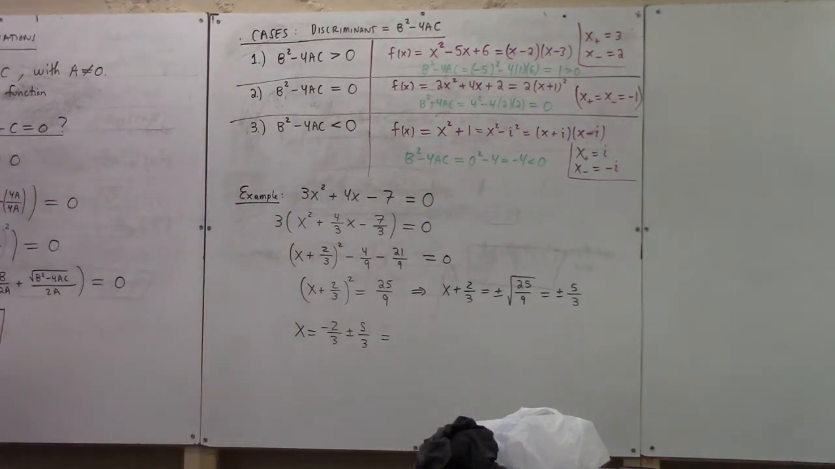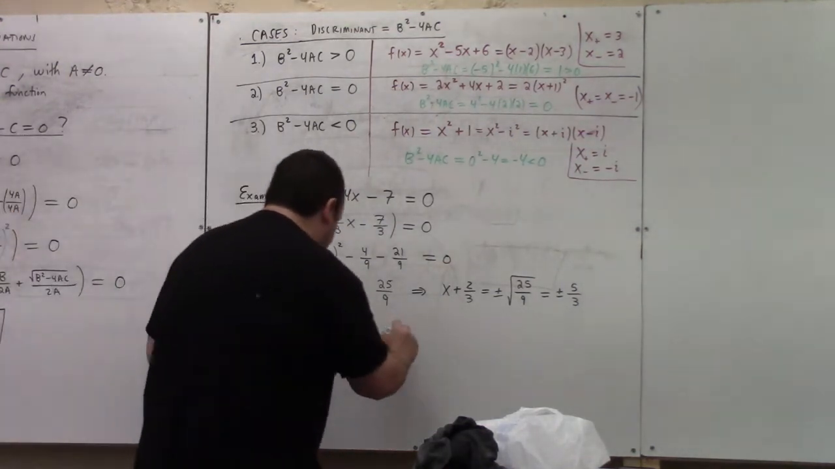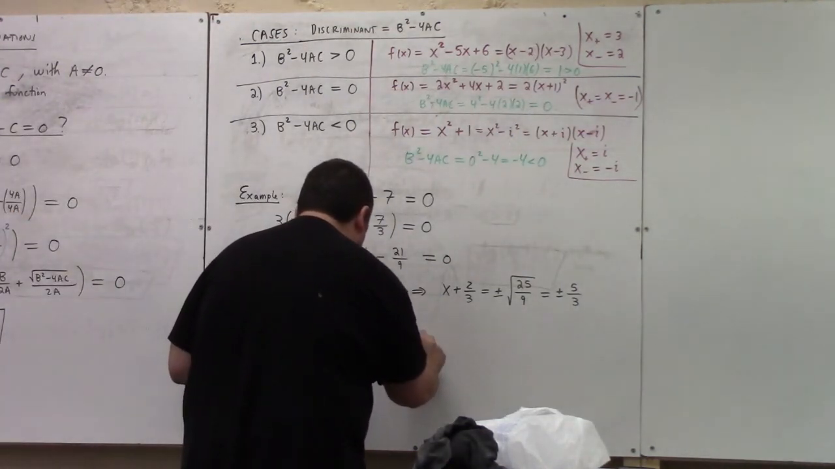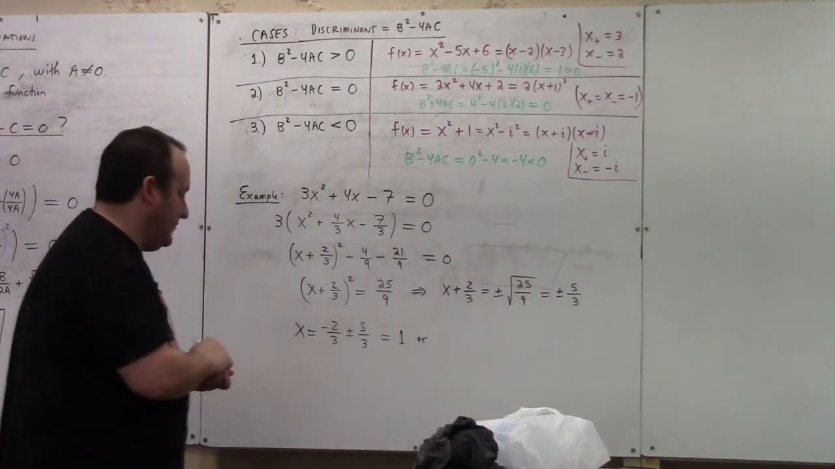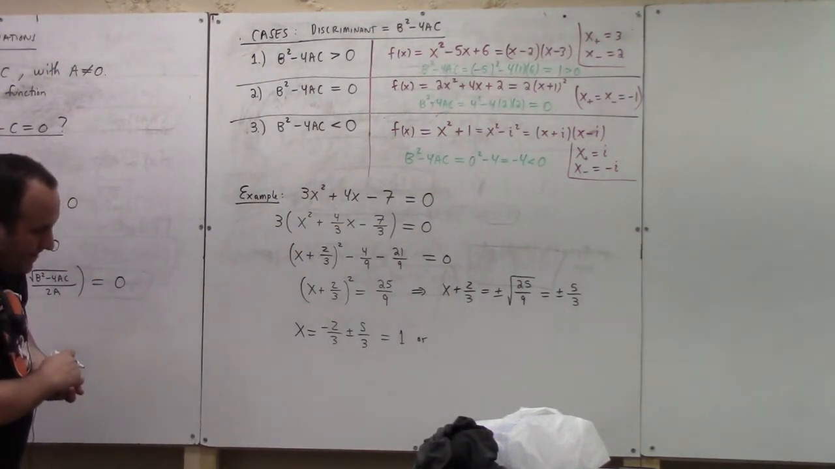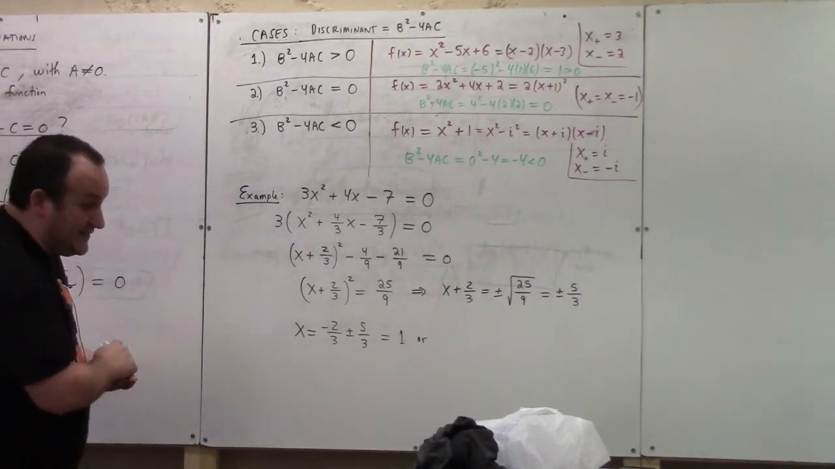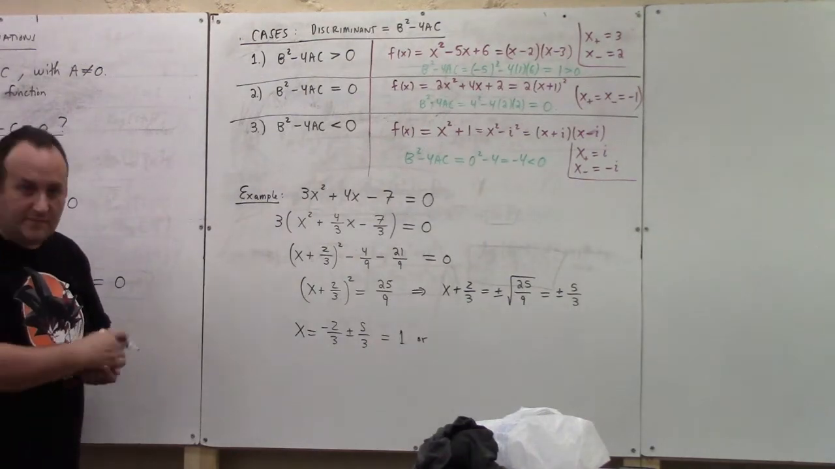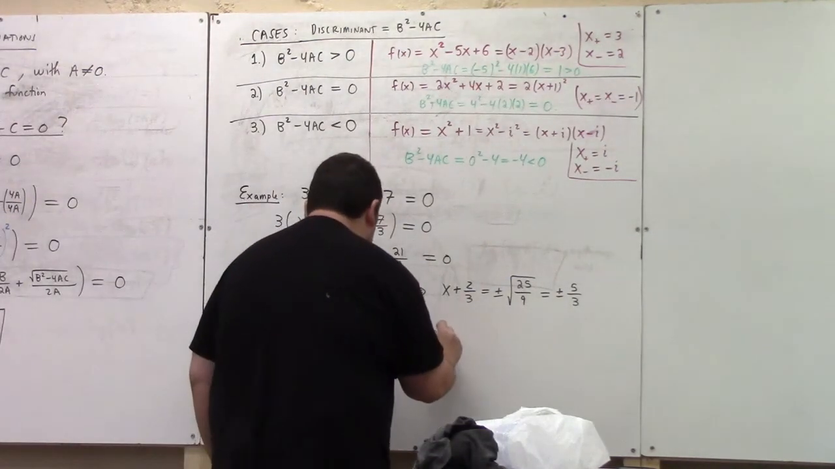If we do plus, we got what? 5 minus 2, which is 3. 3 over 3 is 1, right? It's 1. Or the minus gives me what? Minus 2 minus 5 is what? Minus 7, right? Minus 7/3, nothing nice. It's just minus 7/3.